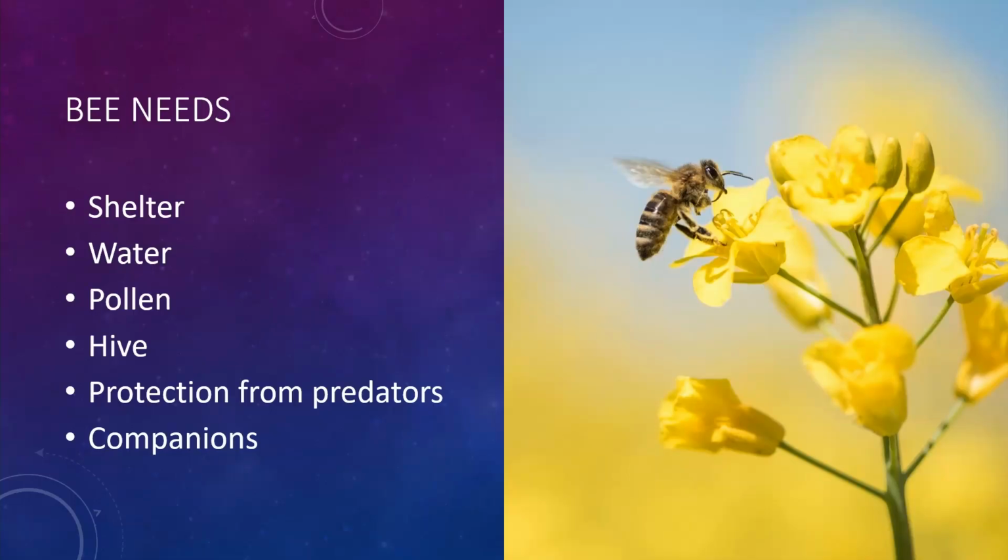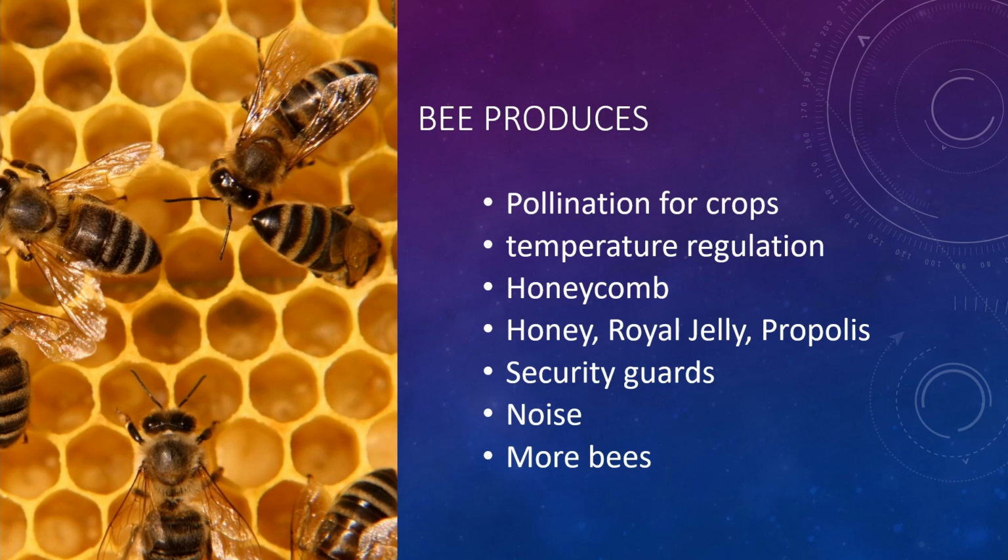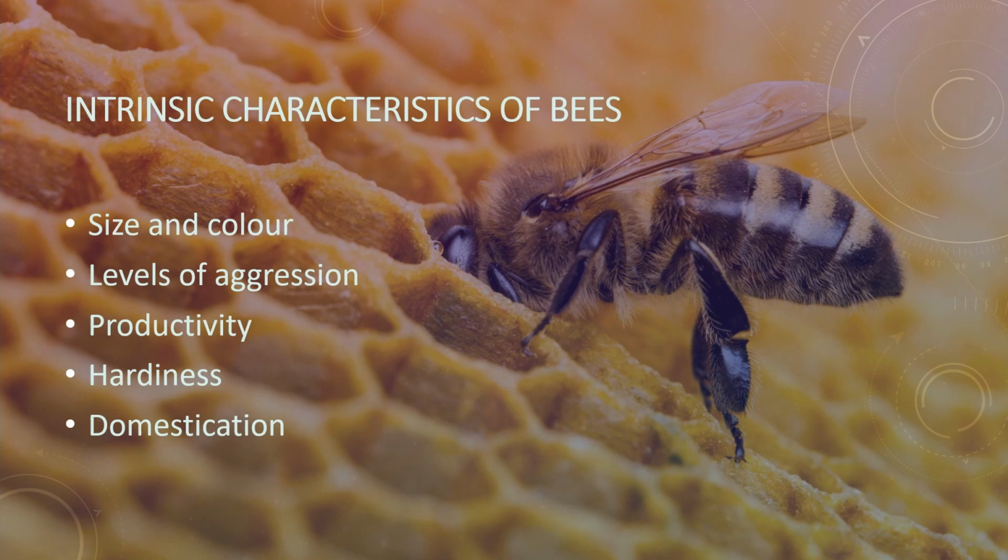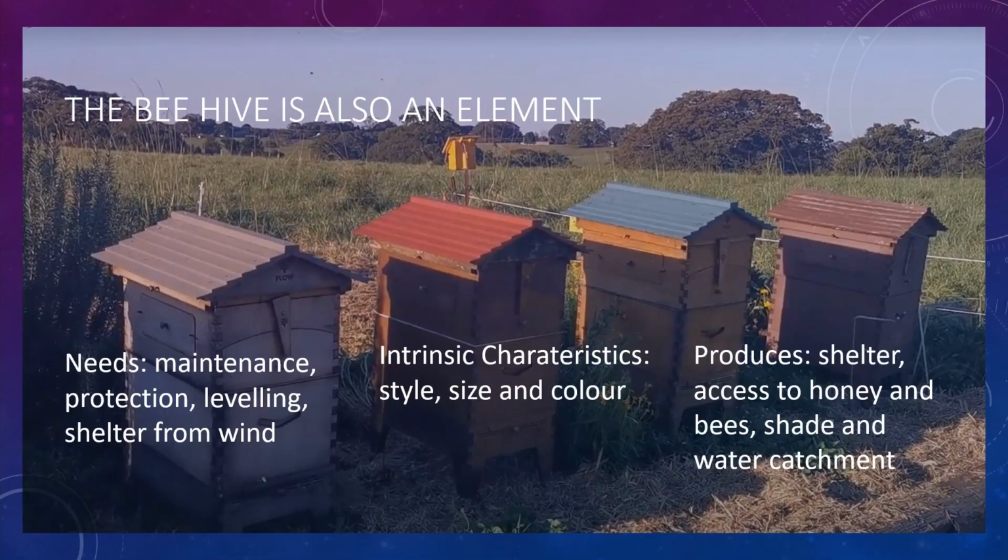So we know some of the needs of the bees, and we know some of the products of the bees, the outputs, and we understand the intrinsic characteristics of bees, especially the difference between domesticated bees and native bees. The beehive itself is an element because it needs maintenance and protection from being blown over by the wind or knocked over by tractors or people, and we need to level the beehive.